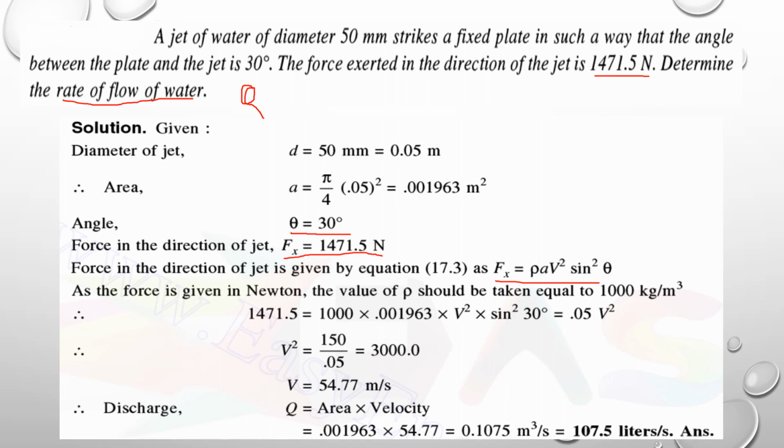As the force is already given, we can substitute this, and from this equation the only unknown is v square. So from this we will get the value of v square as 150 by 0.05, that is 3000, or v is equal to 54.77 meter per second, that is square root of 3000. And once you have got the value of v, you can easily find out Q, that is Q is equal to av. And finally you will get the answer of Q as 0.1075 meter cube per second, or converting it to liters per second, 107.5 liters per second.